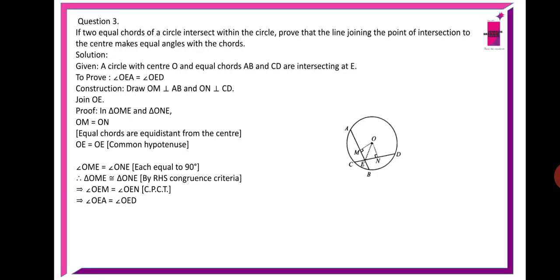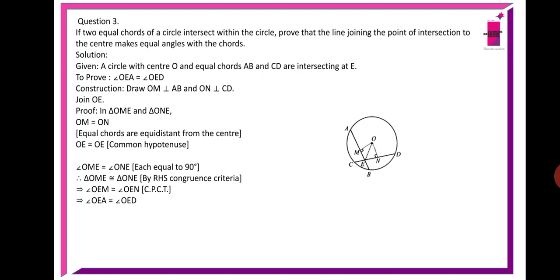Question number 3. If two equal chords of a circle intersect within the circle, prove that the line joining the point of intersection to the center makes equal angles with the chords. Given a circle with center O and equal chords AB and CD intersecting at E. To prove angle OEA equal to angle OED. Construction. Draw OM perpendicular to AB and ON perpendicular to CD.